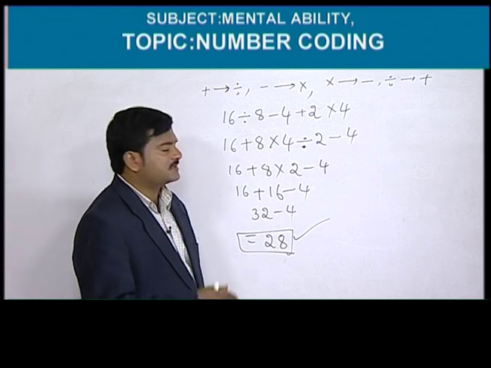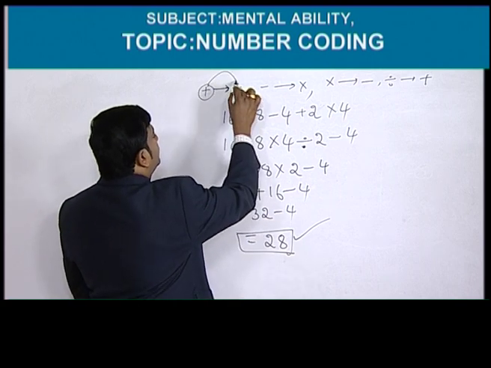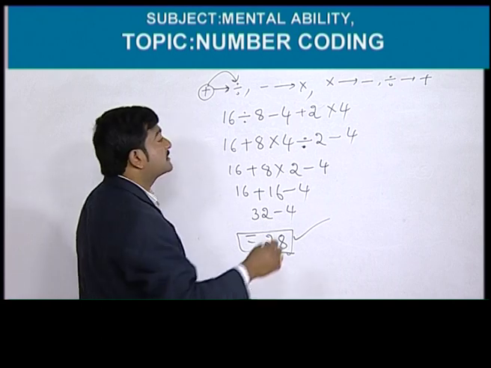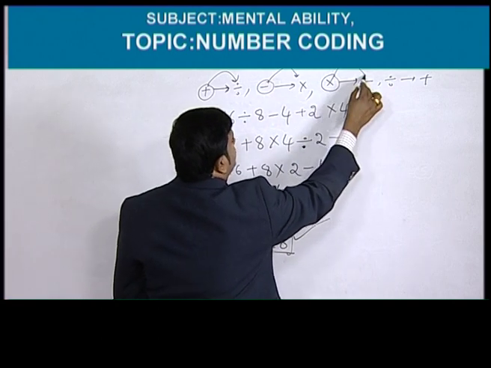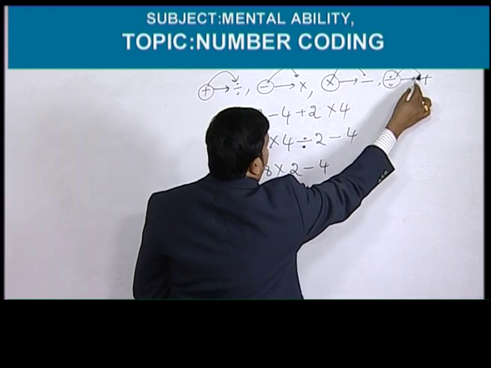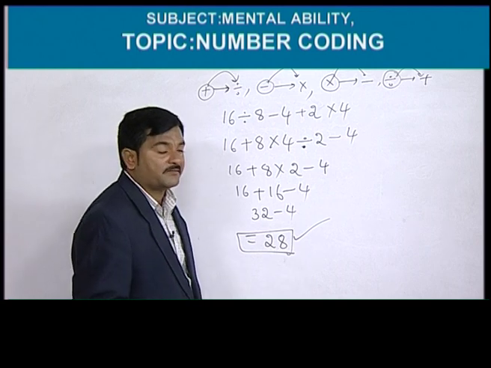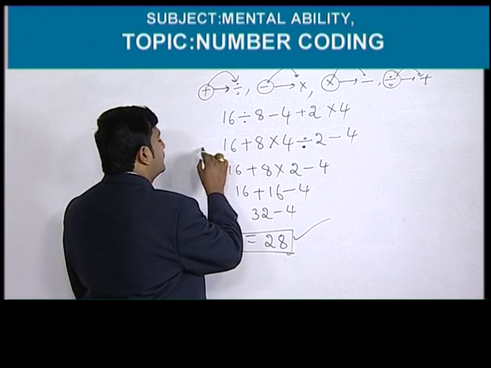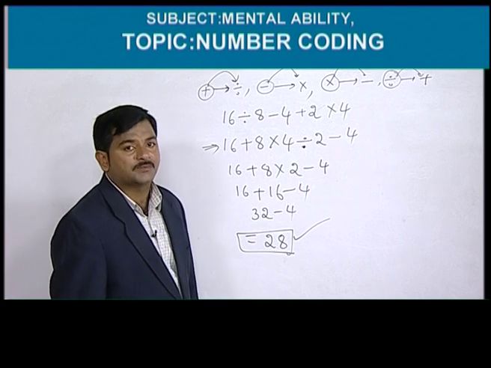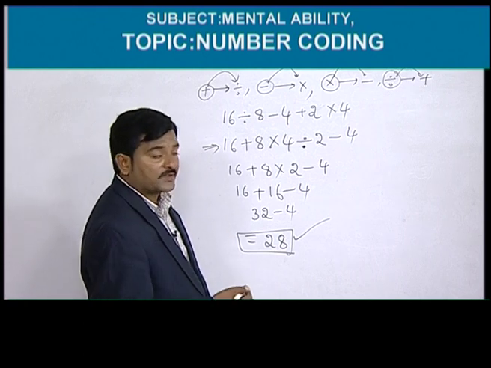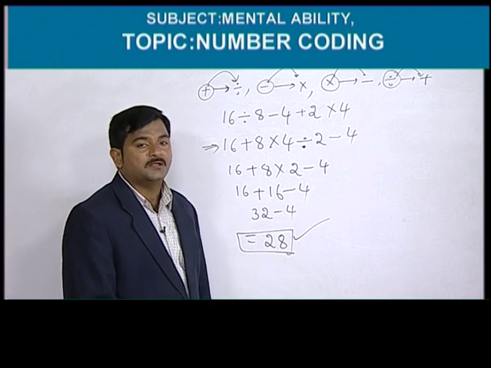Similarly, the concept involved here is that instead of taking plus directly, plus means what he asked to take? Minus. Similarly minus means what he asked to take? Into. Into means what he asked to take? Minus. And finally divided by means plus. So we substitute those corresponding codes in the second step, and for this second step we have to apply the BODMAS rule concept. Hence the final answer is 28 for this question.